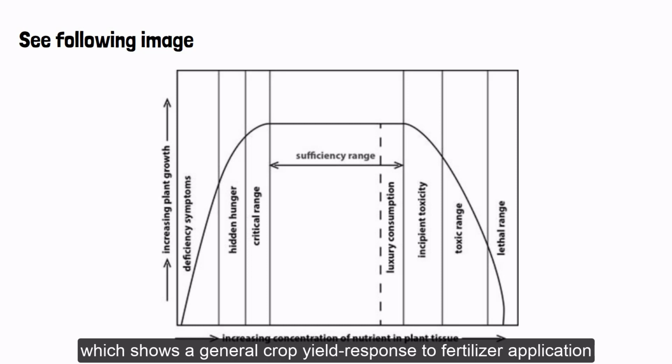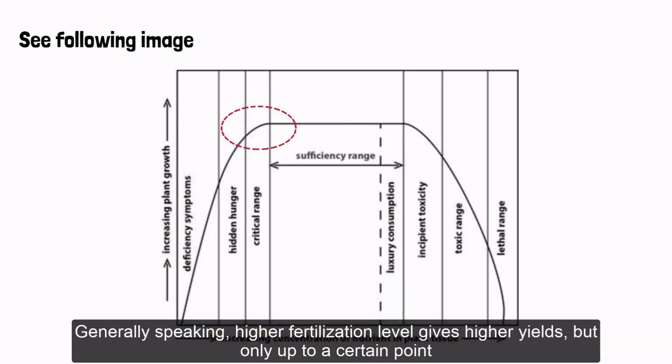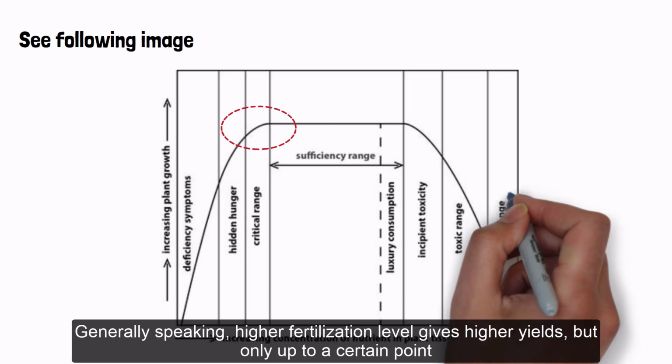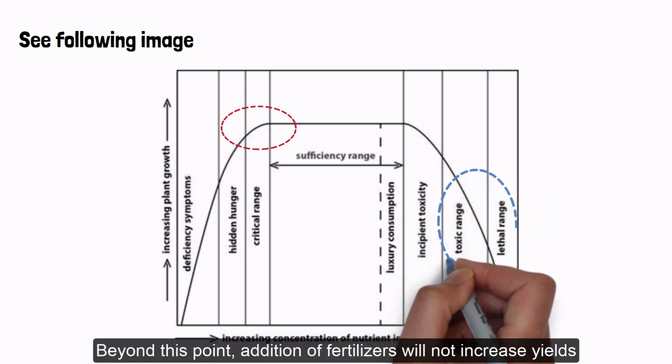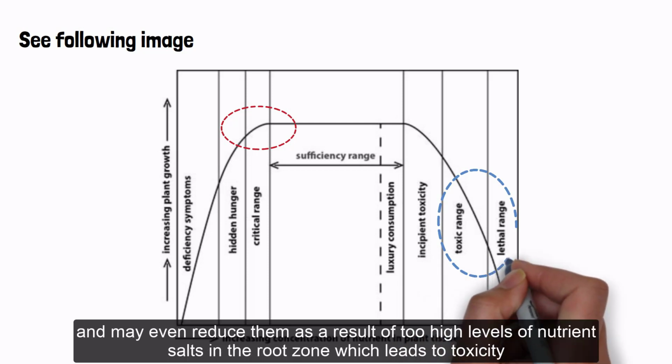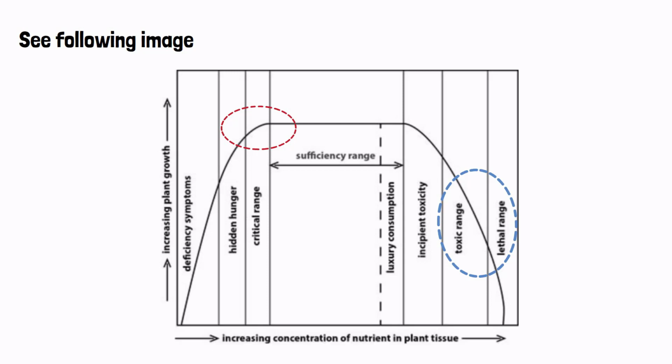a general crop yield response to fertilizer application. Generally speaking, higher fertilization level gives higher yields, but only up to a certain point. Beyond this point, addition of fertilizers will not increase yields, and may even reduce them as a result of too high levels of nutrient salts in the root zone, which leads to toxicity.